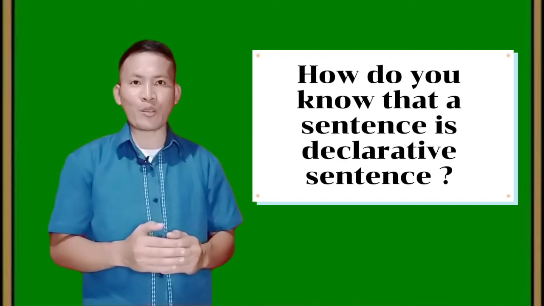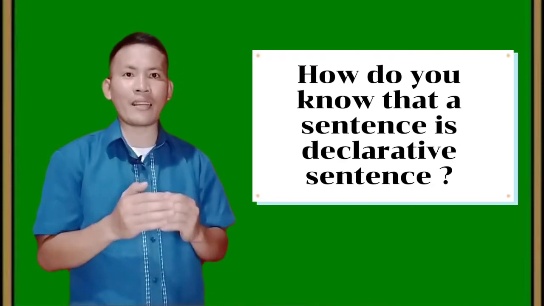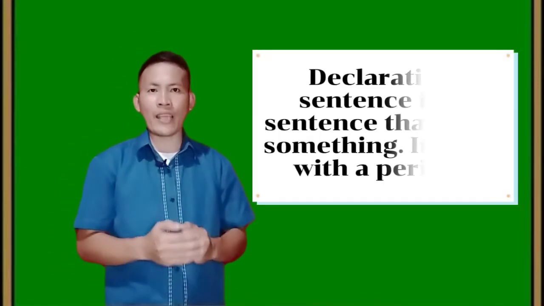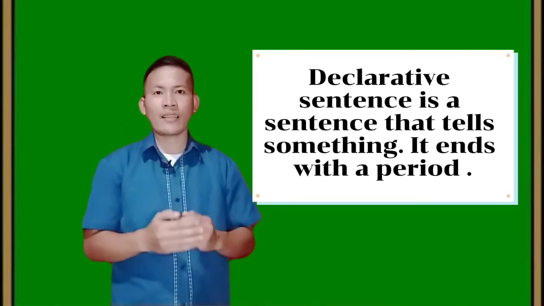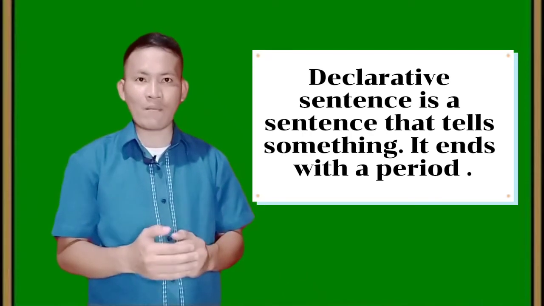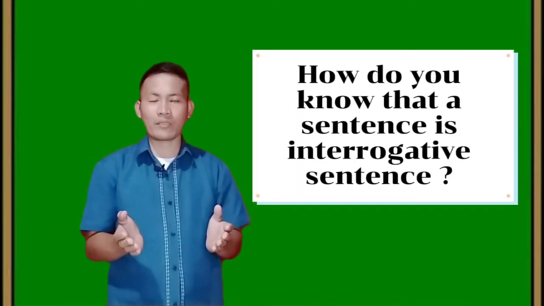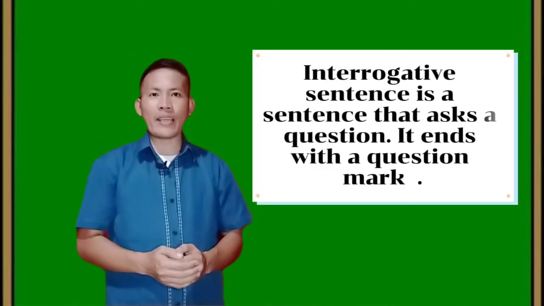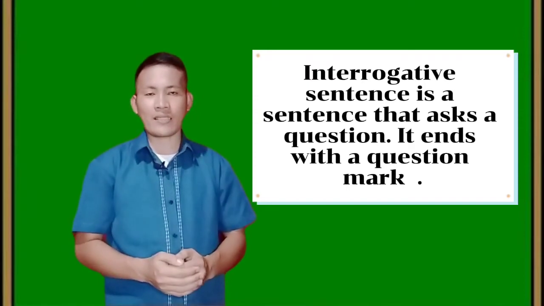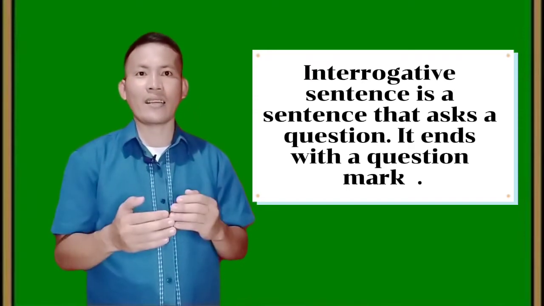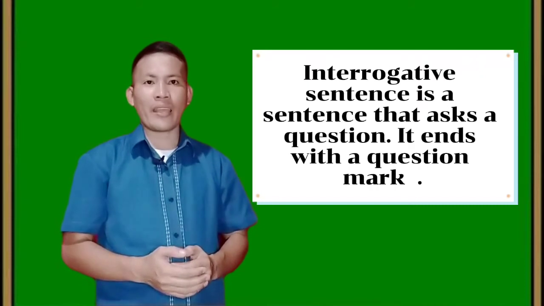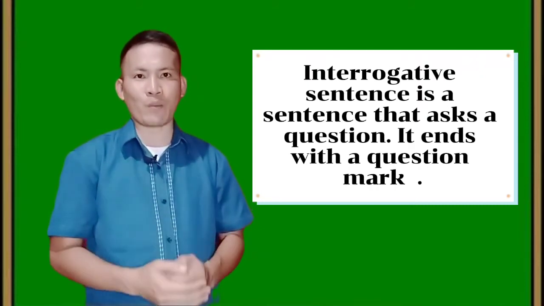Kids, let me ask you, how do you know that the sentence is a declarative sentence? Very good. When we say declarative sentence, the sentence that tells something and it ends with a period. How about interrogative sentence? Wow! When we say interrogative sentence, this sentence is asking a question and it ends with a question mark.